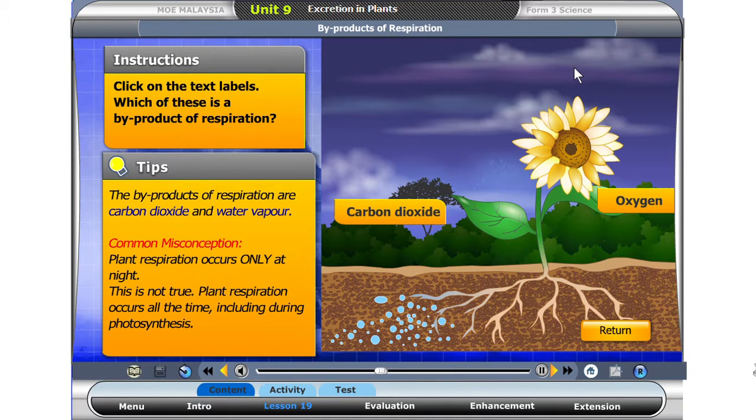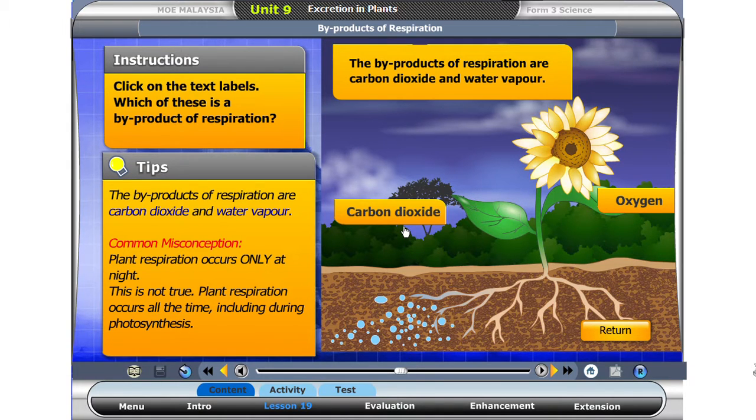Plants carry out respiration. During respiration, what wastes are produced? Which of these is a byproduct of plant respiration? Click on the text labels to find out. The byproduct of respiration is carbon dioxide and water vapor. Plants need oxygen to carry out respiration.